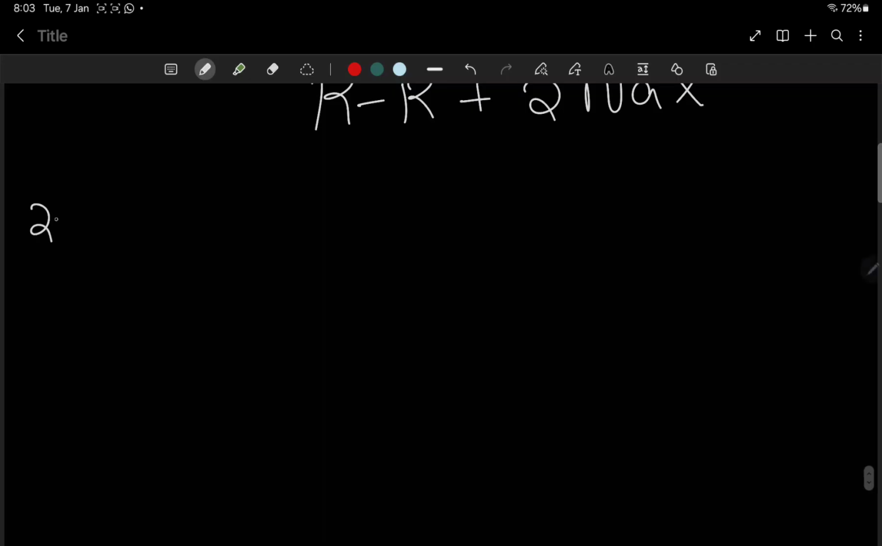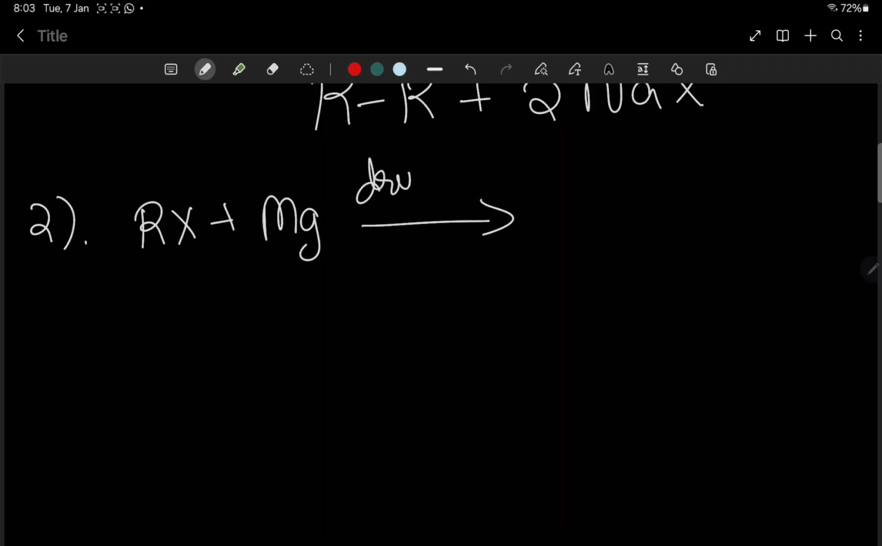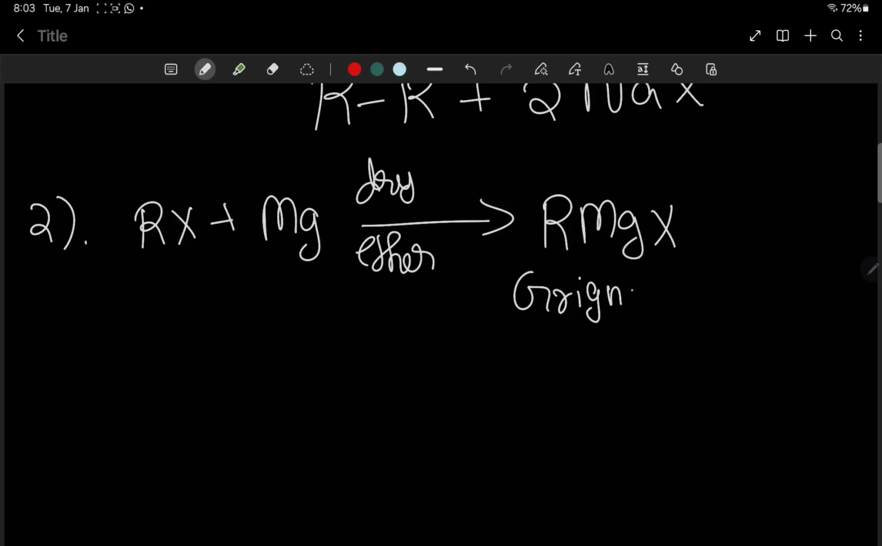Now next, the second reaction is what? Formation of Grignard reagent. Very simple. Take an RX compound, and into that I am adding magnesium. In dry ether medium we get our favorite organometallic compound. What is it? RMgX. This is called Grignard reagent.